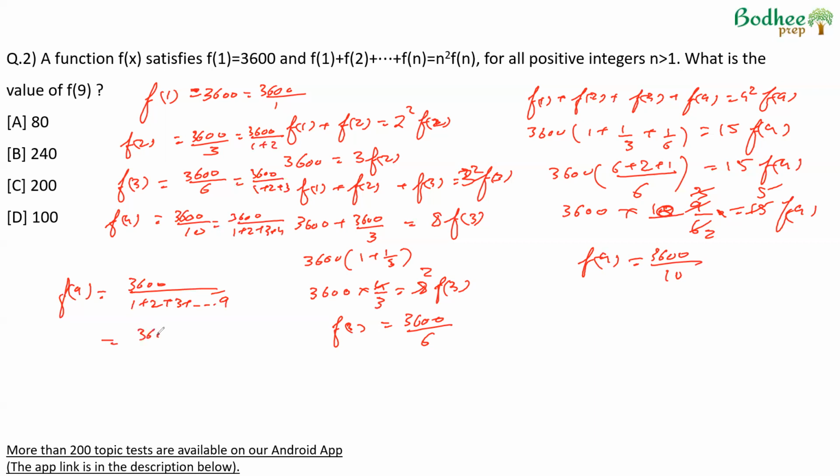This is nothing but 3600 upon 45. 9 plus 1, 10, 8 plus 2, 10, 7 plus 3, 10, 6 plus 4, 10, plus 5. 3600 upon 45 will come out to 80. Hence my answer becomes 80.